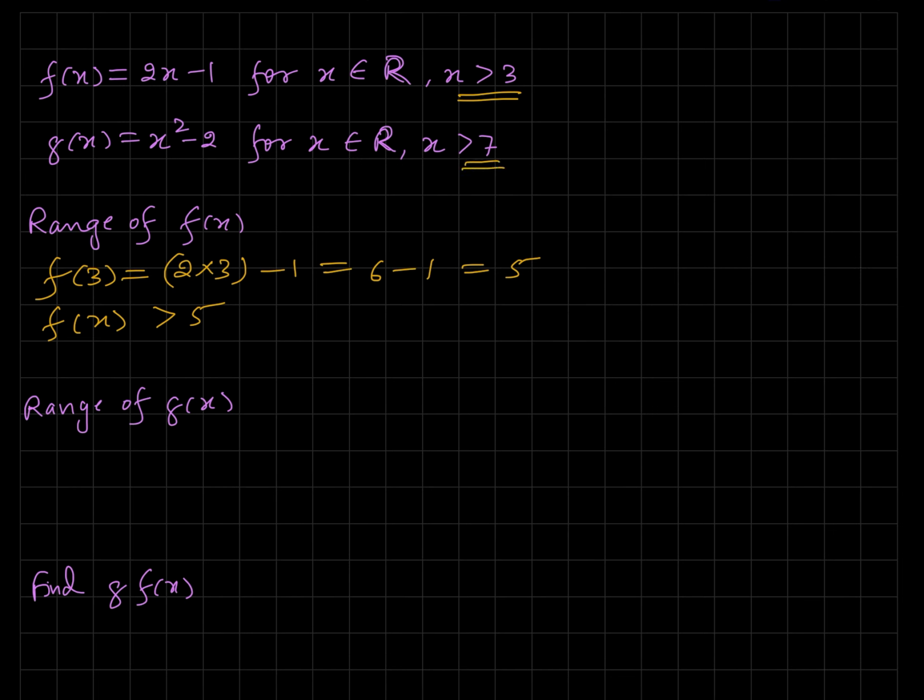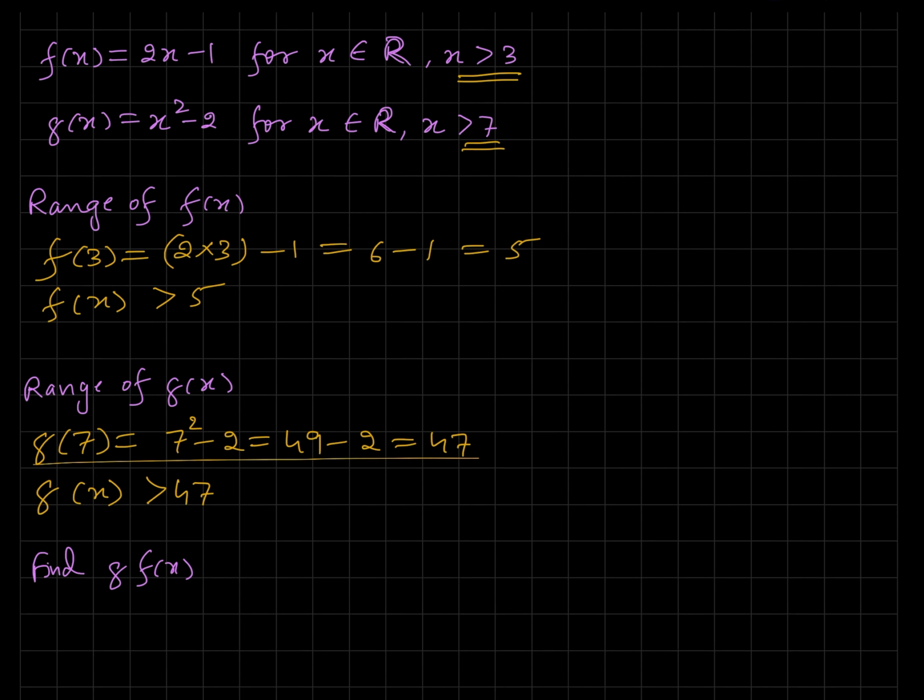Okay, now range of g(x). Here the restriction is x is greater than 7. So let us find out the g(7) value, and that is what? 7 squared minus 2, which is 49 minus 2, and which is 47. It means that the range of our g(x) would be what? G(x) value would be greater than 47 always. Clear?